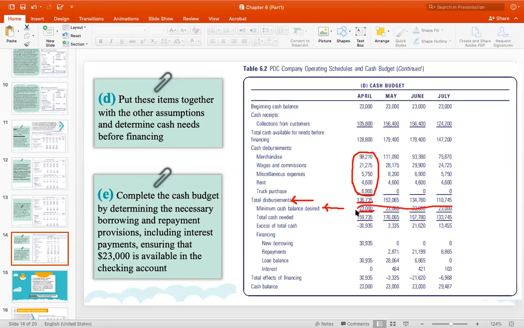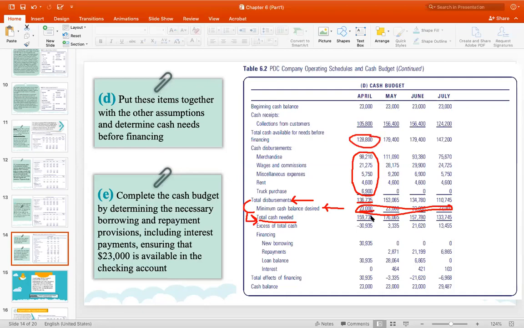So we have here the same number. We have to ensure that we have $23,000 at the end of each month. So this is the total cash needed, which is the total disbursements plus the minimum cash balance. These two together will give us the total cash needed. Now we have to compare the total cash needed to the total cash available.